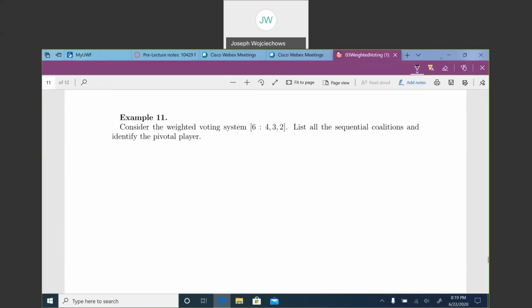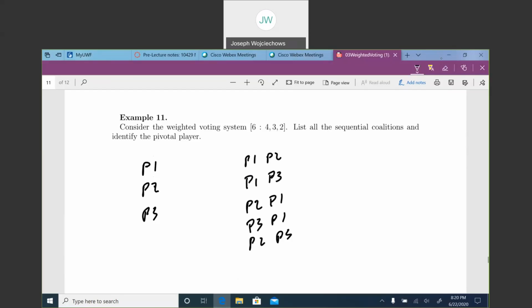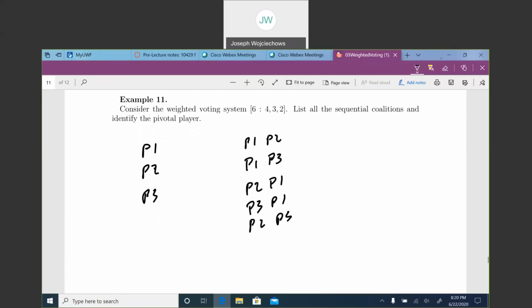So first we need to list all these coalitions. We're going to have player 1, player 2, player 3. We're going to have player 1 and player 2, and player 1 and player 3. We could have player 2 and player 1. You can have player 3 and player 1. Have player 2 and player 3. And we could have player 3 and player 2.